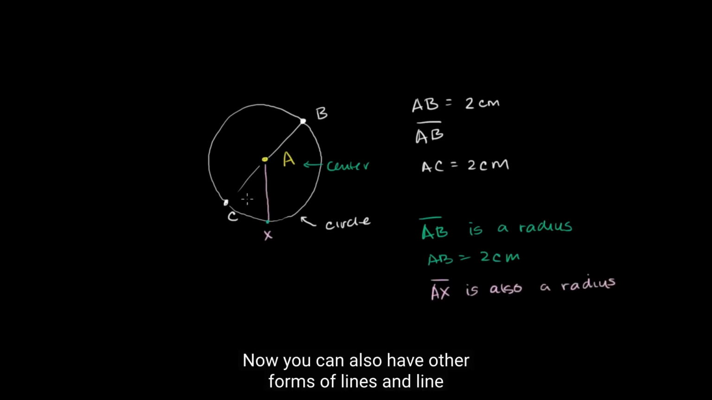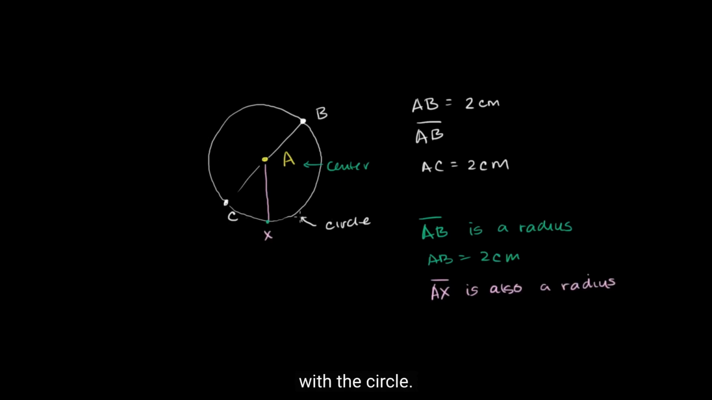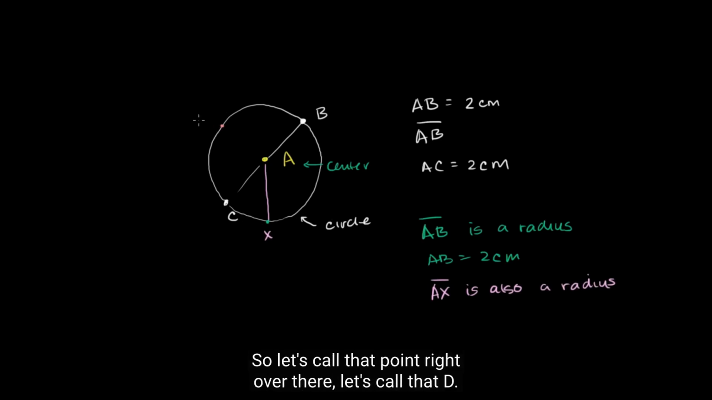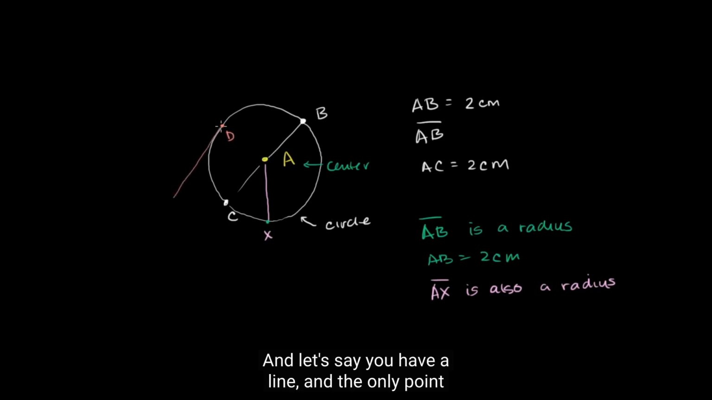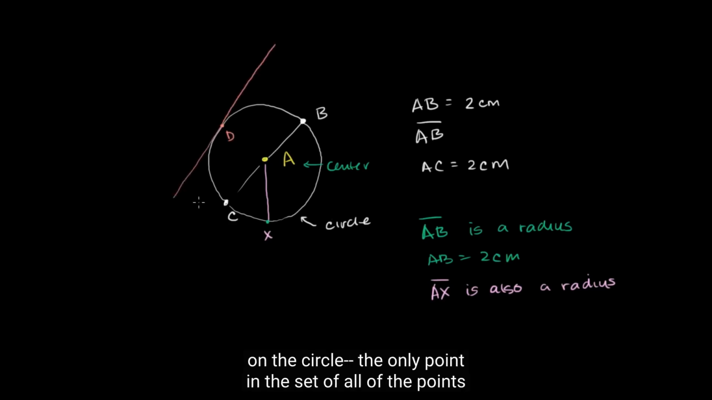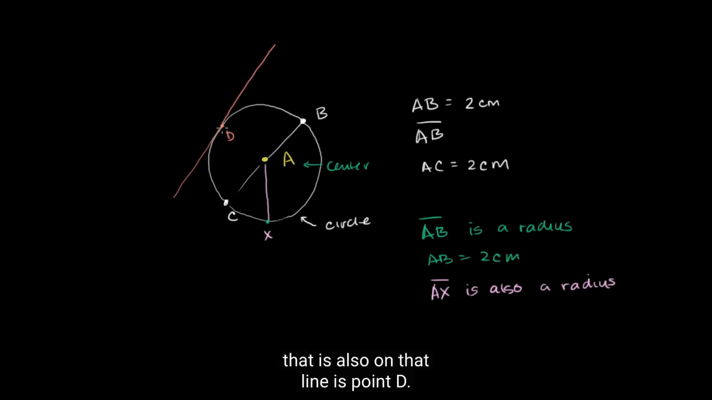Now you can also have other forms of lines and line segments that interact in interesting ways with this circle. So you could have a line that just intersects that circle at exactly one point. Let's call that point right over there D. Now let's say you have a line, and the only point on the circle, the only point in the set of all of the points that are equidistant from A, that is also on that line is point D. And let's call that line L.